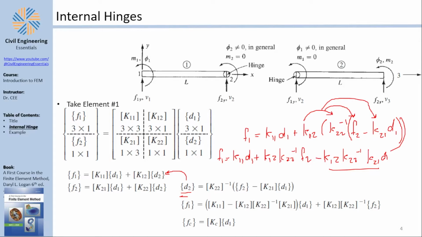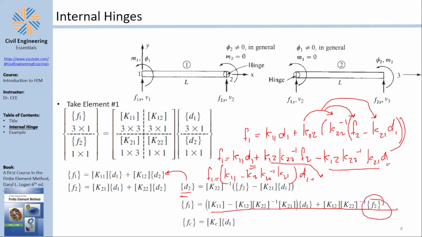Are we finished? No, because you have D1 here and D1 here. So you can take them as common factor and say F1 equals K11 minus K12, K22 inverse, K21, all of this multiplied by D1 plus this stuff. And you can see this happening exactly here. Notice that this is 0. So in most cases, this will be eliminated. In most cases. But this is basically a new stiffness matrix.